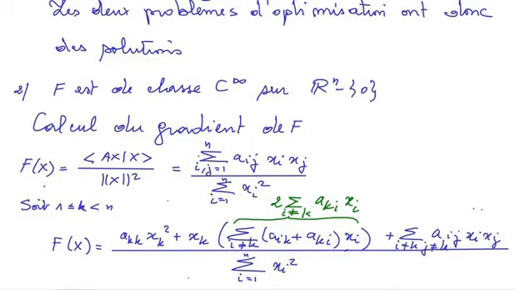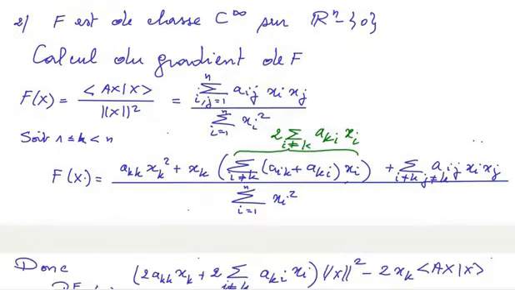We will calculate the first partial derivatives of f. To calculate the first partial derivative of f with respect to xk, the coordinate xk, we will fix k between 1 and n. Here, of course, we have k less than or equal to n, and so we will write the numerator in the form for i equal to j equal to k.